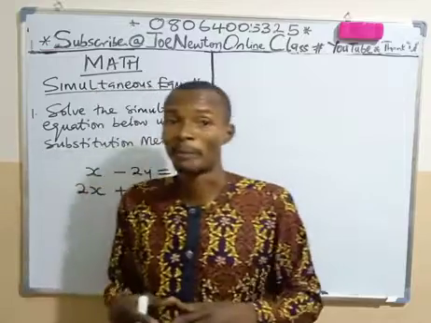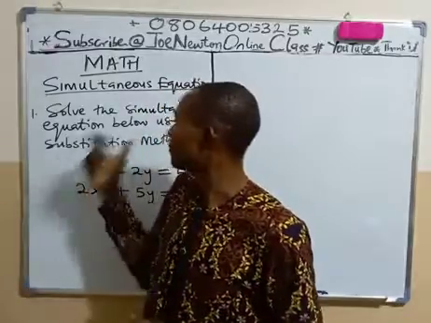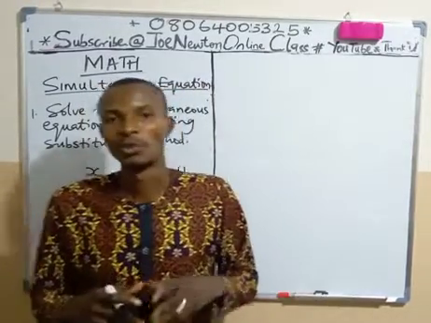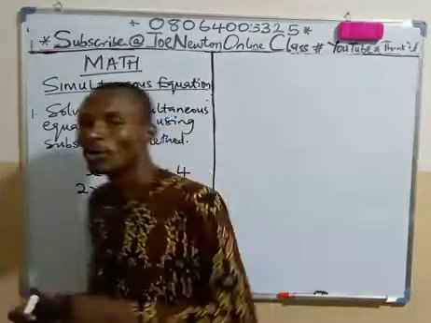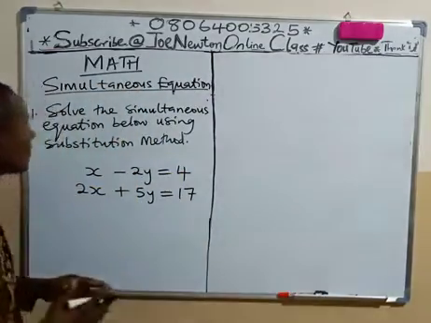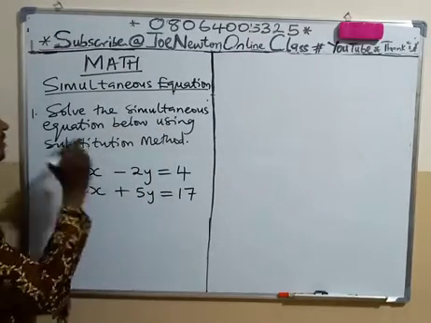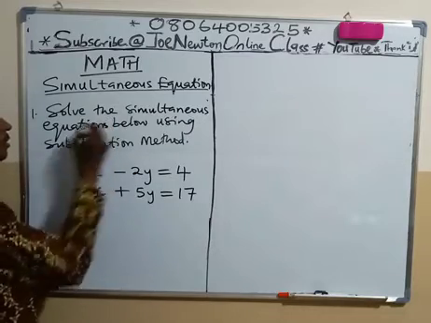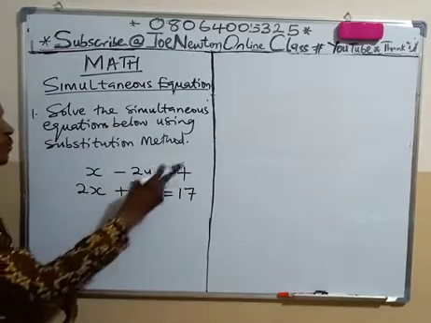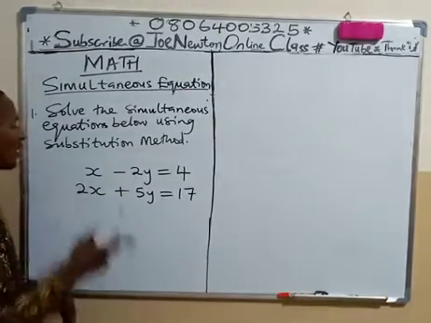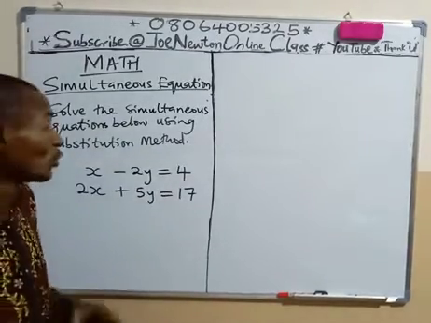It can also come in word problem, but here on the board we have an example of a task that is required to be solved using substitution method specifically. Let us look at the question. The question says, solve the simultaneous equation below using substitution method. Now look at the equation. x minus 2y is equal to 4, that is equation 1. Then 2x plus 5y is equal to 17, that is equation 2.